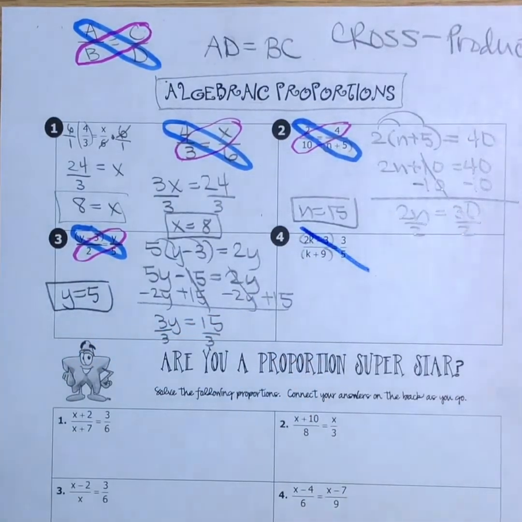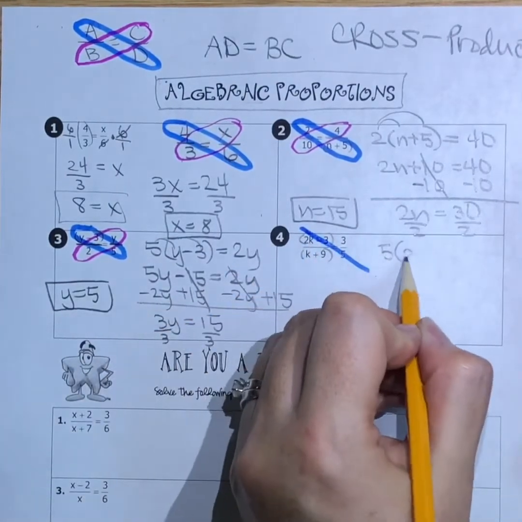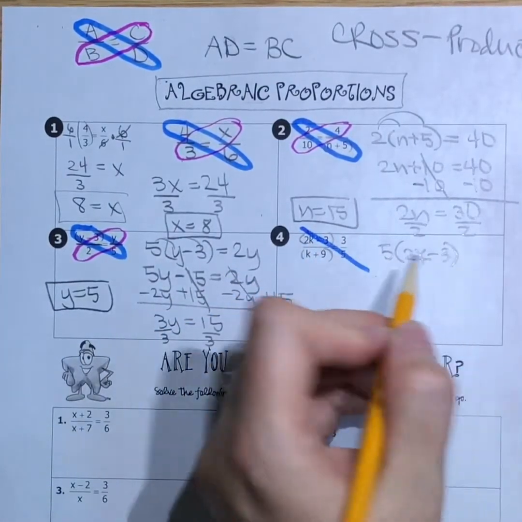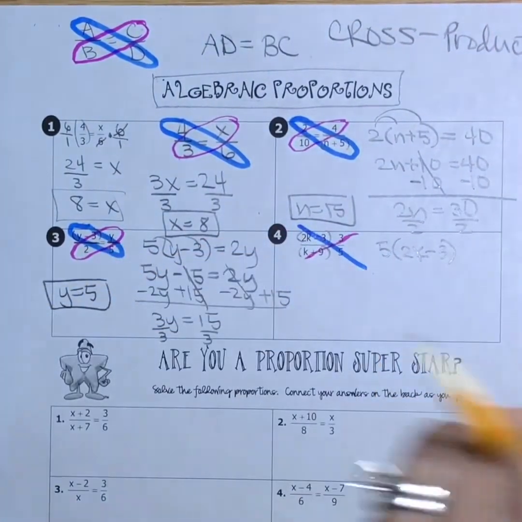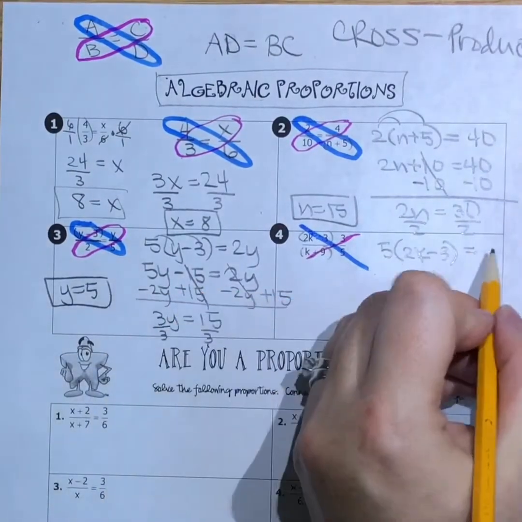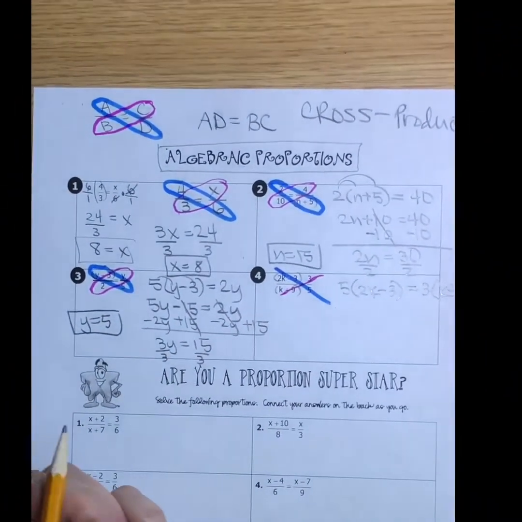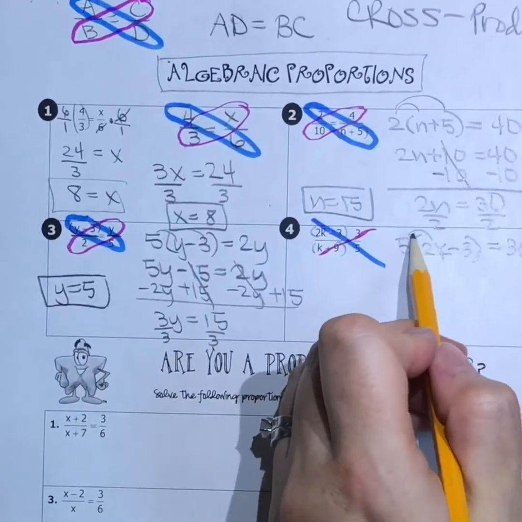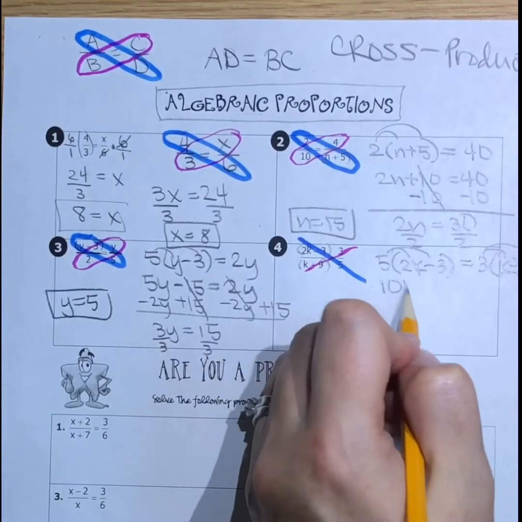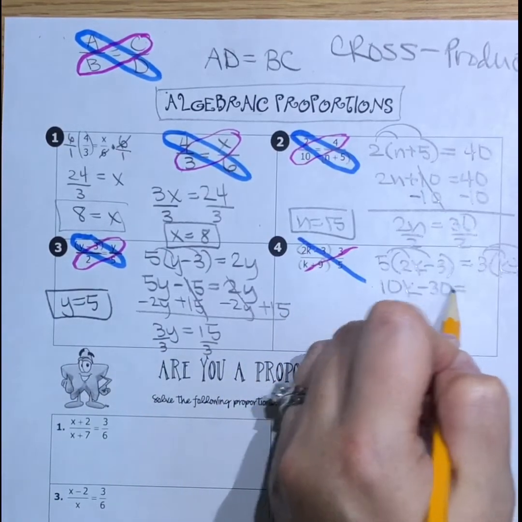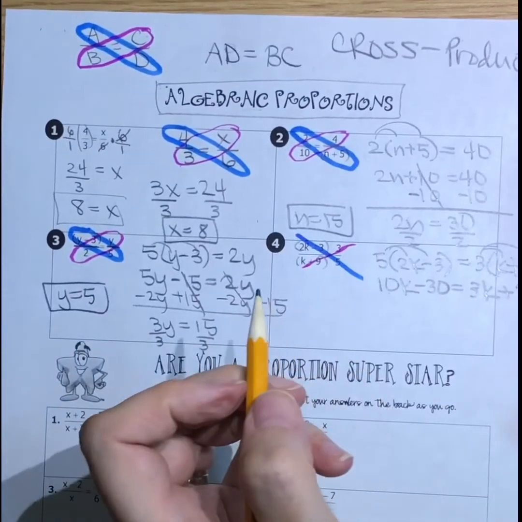Okay? So on number 4, and maybe it's easier to see this diagonal, I do 5 times the quantity 2k minus 3, and then I do the other diagonal, and it's going to equal 3 parentheses k plus 9. Okay, now all I need to do is distribute. So then I get 10k minus 30 equals 3k plus 27.